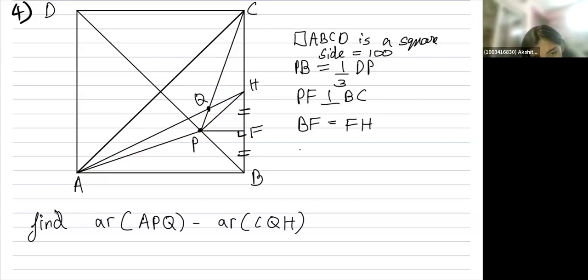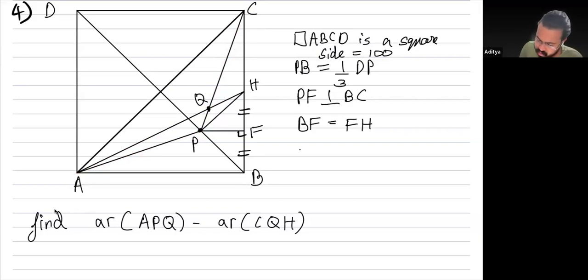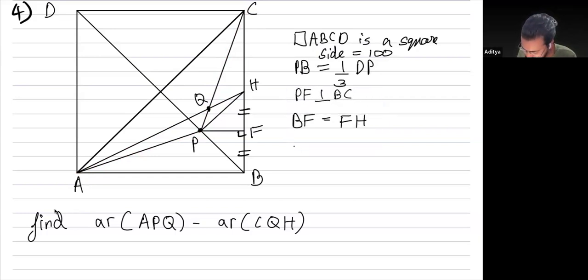Excuse me, sir. So PF is 1 by, nothing is written in the denominator. No, PF is perpendicular to BC. Now is it clear? Yes. PF is perpendicular to BC, and FH is equal to FP.